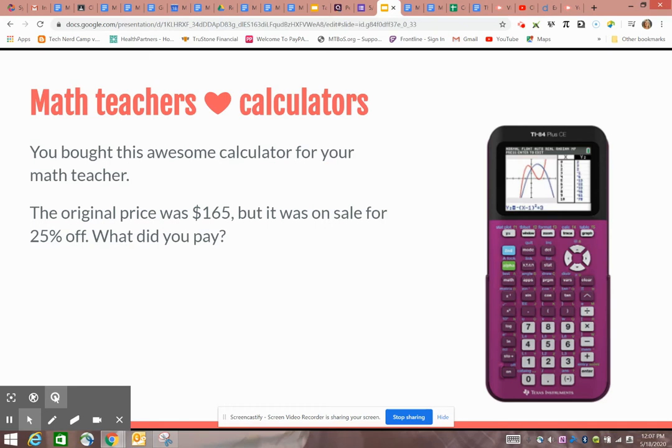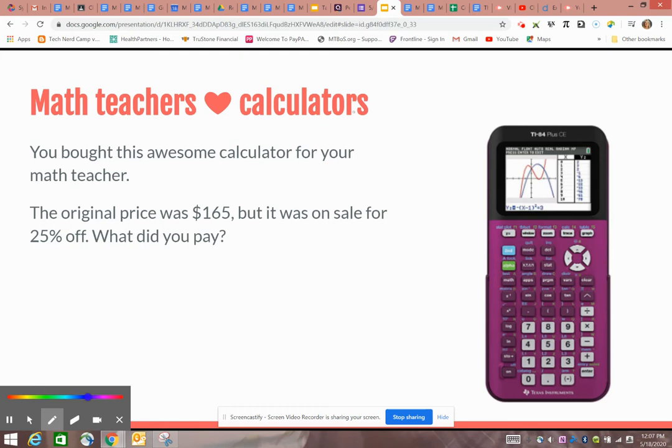It says you bought this awesome calculator for your math teacher. Thank you so much in advance. It does look nice. Purple's my favorite color. The original price was $165, but it is on sale for 25% off. What did you pay? So we've got a couple of things going on here.